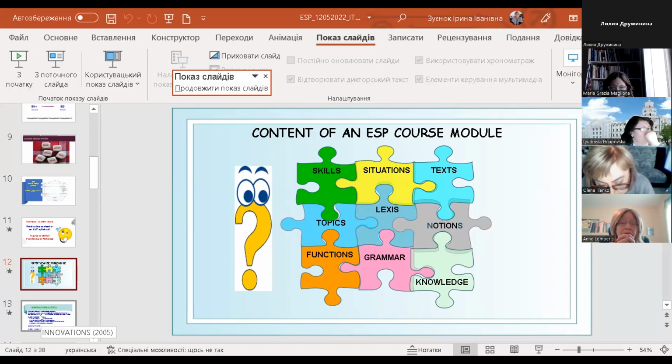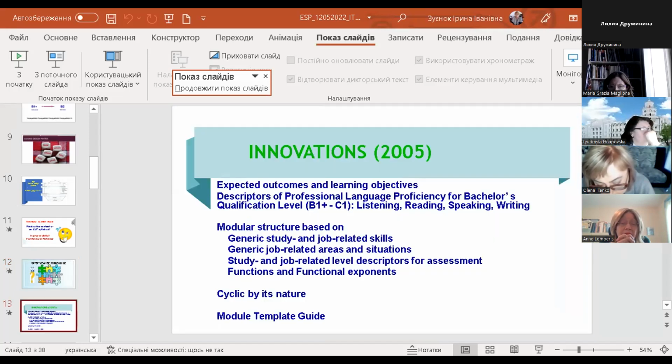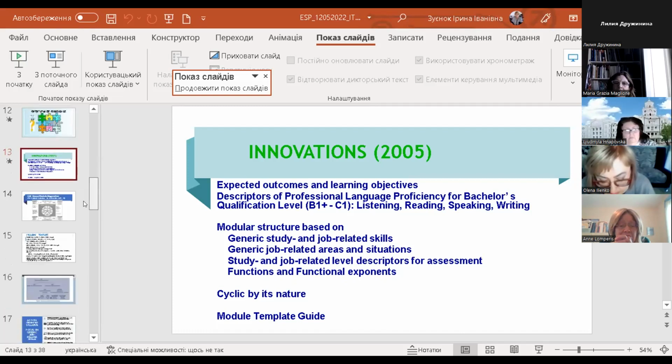And what is the way out? The way out was proposed by the National ESP Curriculum, which is modular in its structure. Each module is based on generic study and job-related skills identified, generic job-related areas and situations, study and job-related level descriptors for assessment, and functional exponents. But the majority of them you can find in Vantage, Oxford University Press.